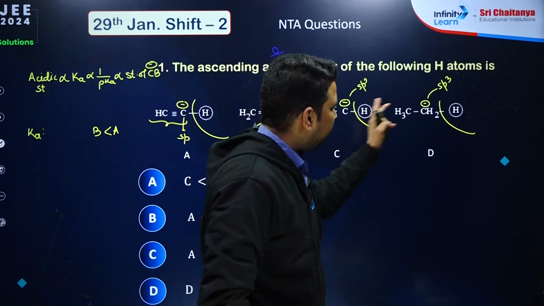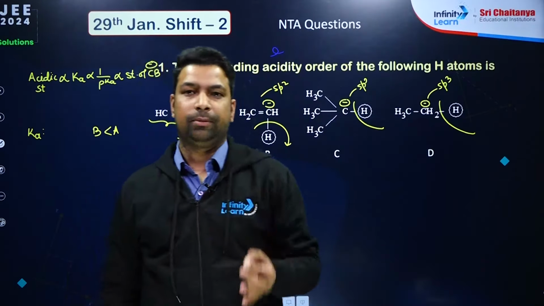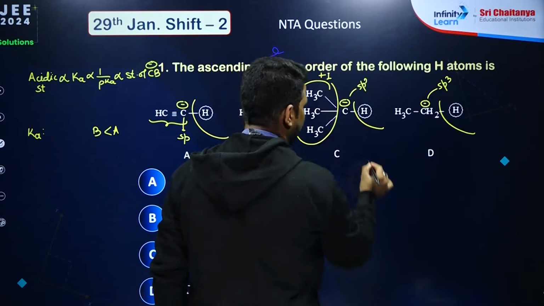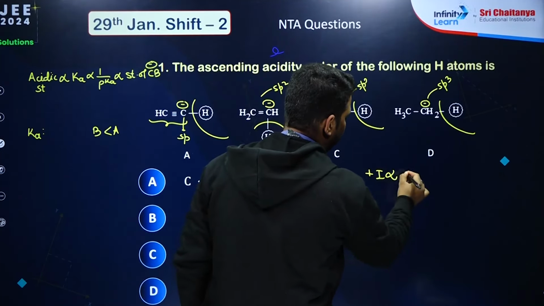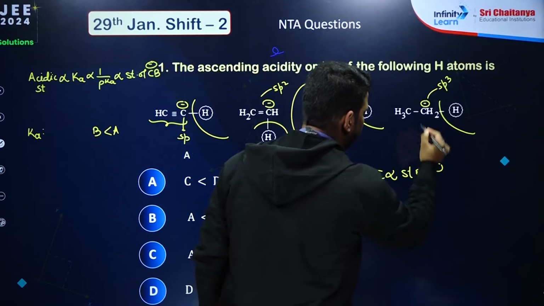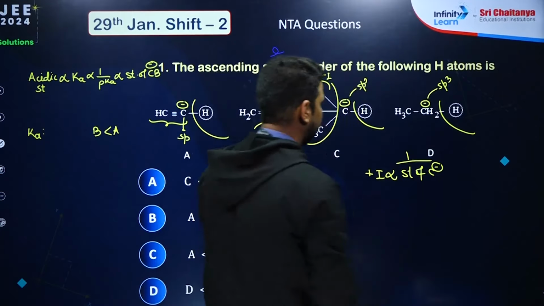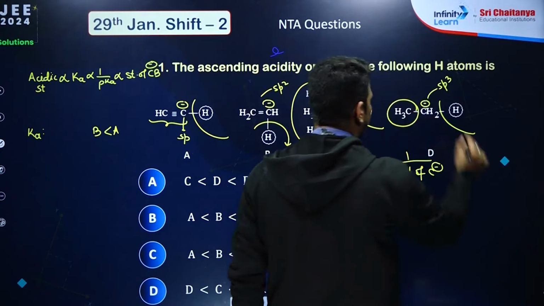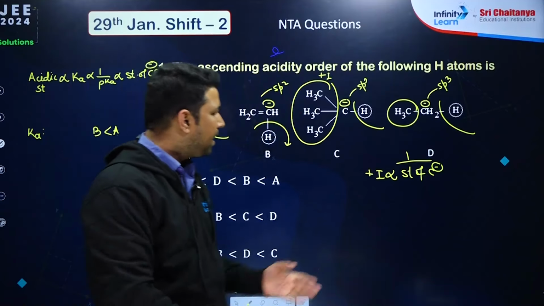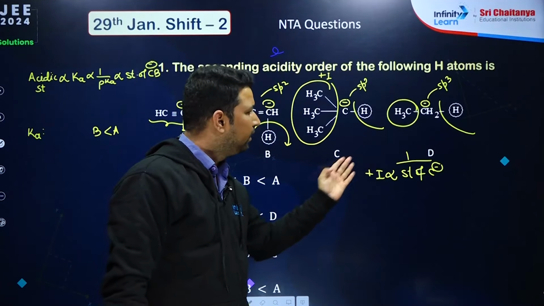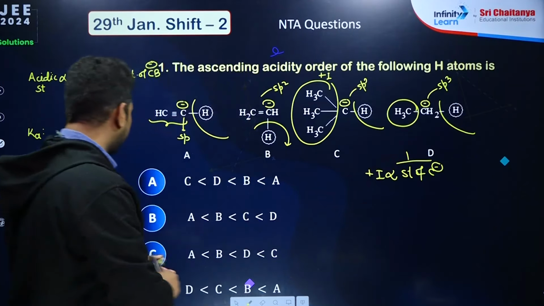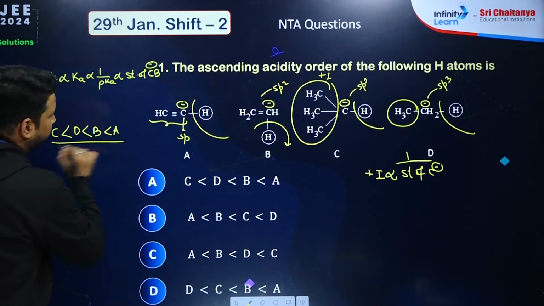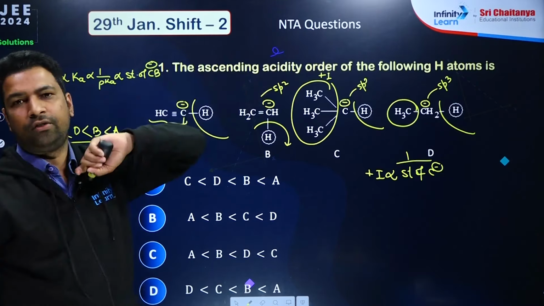Since hybridization is the same, we will apply the electronic displacement effect. This group has a strong plus I effect, and plus I effect is inversely proportional to the stability of the carbanion. So this will be the least stable. Here there is only one methyl, so it also has a plus I effect, but compared to C, it is more stable. Therefore, after that D will be acidic and then C will be acidic. So this will be your ascending order of acidic strength.